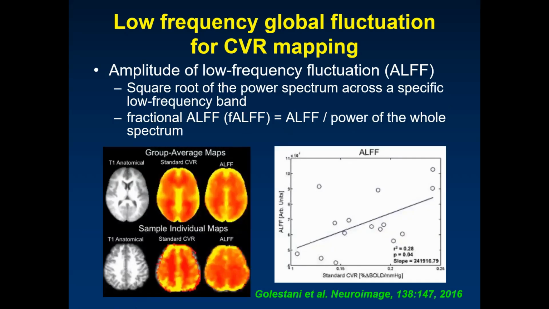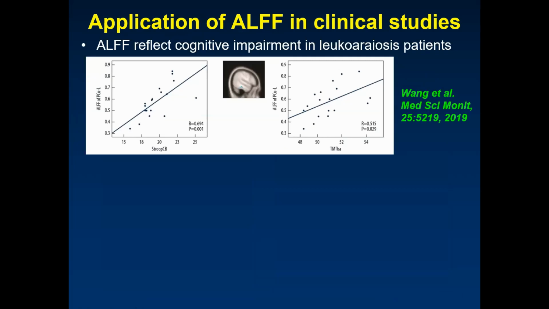In a study by Dr. Jing Chen's group, they compared the ALFF with the CVR obtained from CO2 inhalation, and shown here are the group averaged maps and an example individual map. From the maps, you can see these two maps showed some similarities. And if we looked at the resulting values, the ALFF also showed a significant correlation with the standard CVR measured with CO2 inhalation. And this ALFF has also been applied in clinical studies.